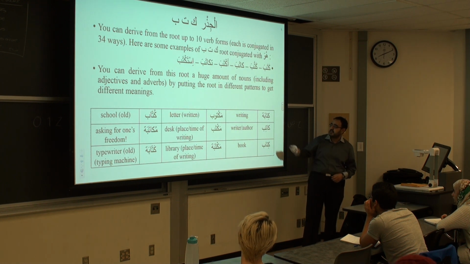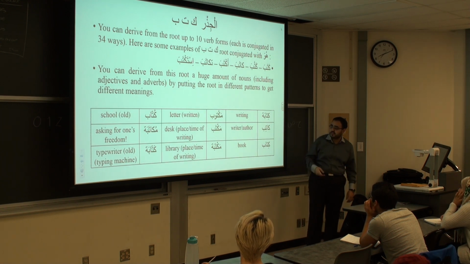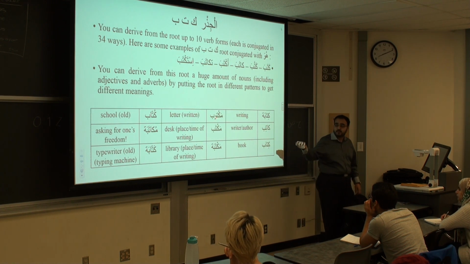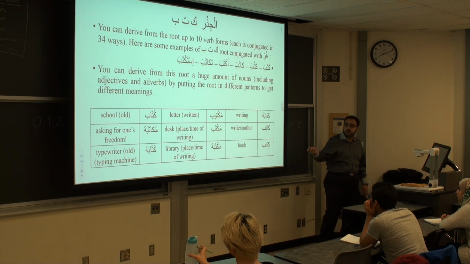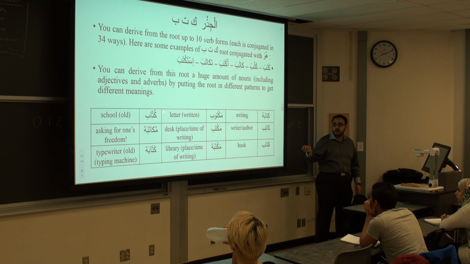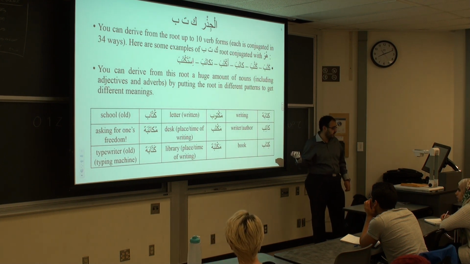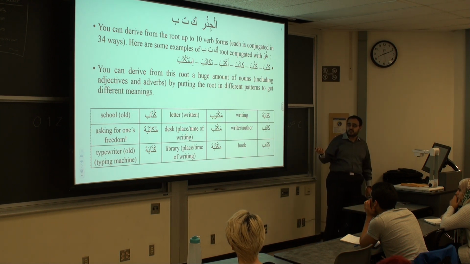Kitaba. Kitaba, this refers to writing, it's the verbal noun. Katib, okay, that's writer or author. Kitab, book. Maktub, okay, that refers to letter and literally it's written. Maktab, which is desk or office, literally it's the place or time of writing.